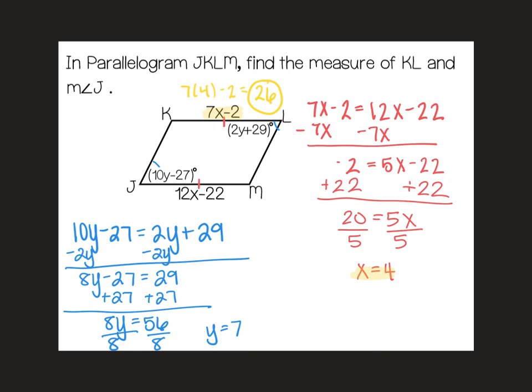Just make sure you read carefully. It says find the measure of angle J. So I'm going to take that and plug it into angle J. So 10 times 7 minus 27, which is 43. So angle J is 43.